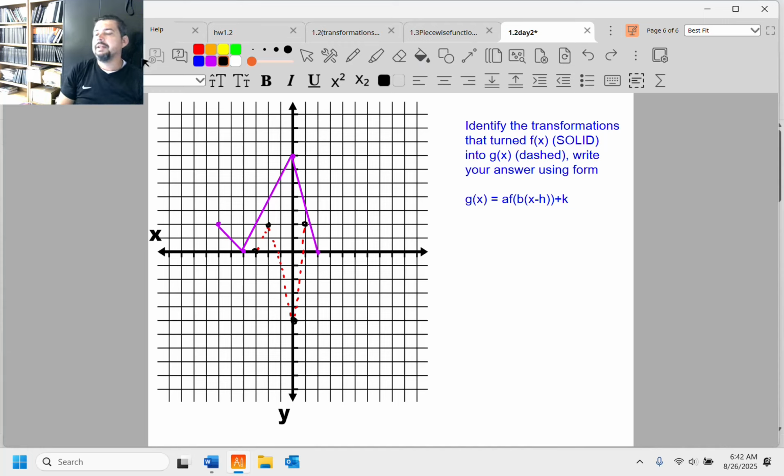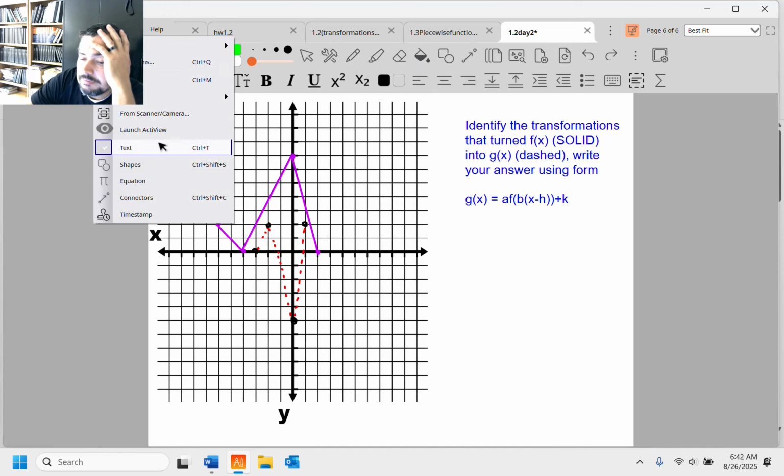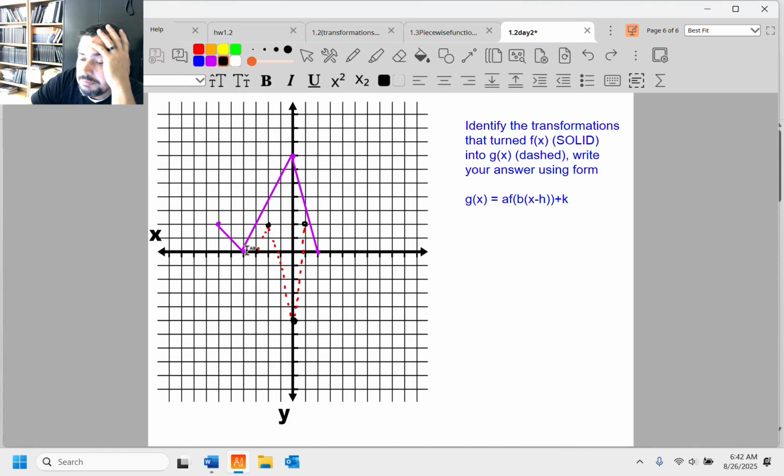last one. Identify the transformations that turn f of x, which is solid, into g of x, which is dashed. Write your entry using the following form. So let's pick on some points here. Like, let's figure out a coordinate pair of points here. This point right here looks to be at negative 6, 2. And this point right here looks to be at 3, 0. Sorry, negative 3, 0.